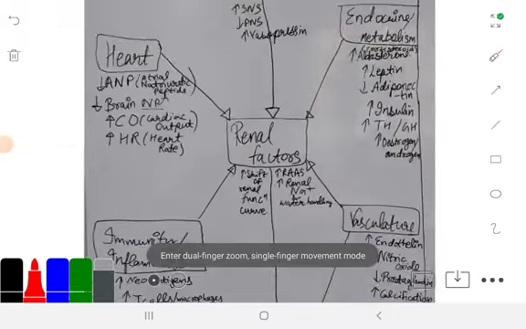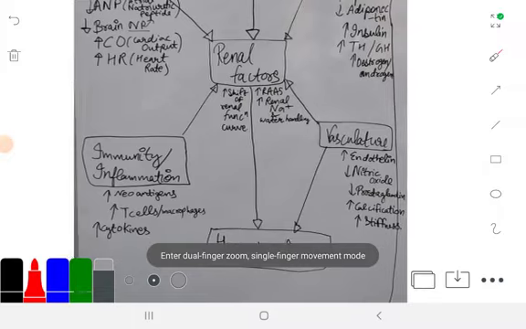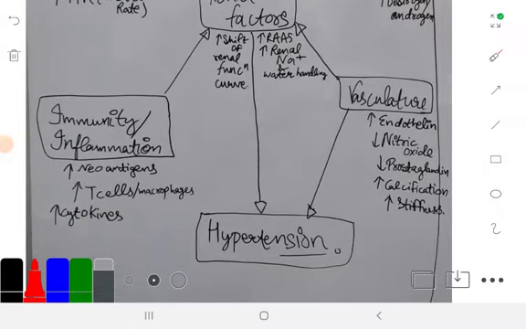Now the vasculature factors which cause hypertension. Vasculature factors include an increase in stiffness of vessels, an increase in calcification, an increase in endothelin, and a decrease in nitric oxide and a decrease in prostaglandin. These cause hypertension to develop.